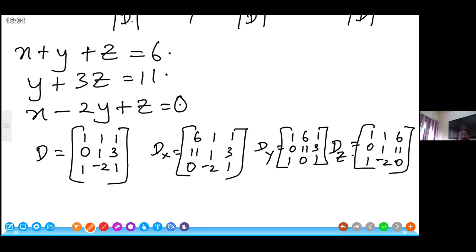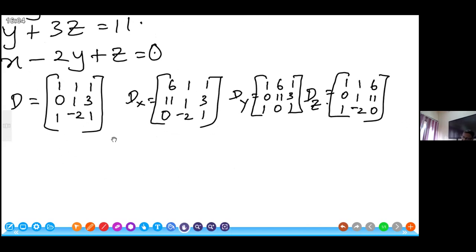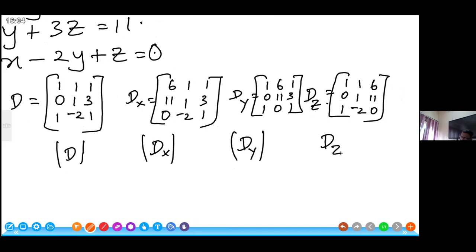Now you have the four matrices. Now we'll have to find out the determinants. Everyone, work it out: determinant of d, determinant of dx, determinant of dy, and determinant of dz.